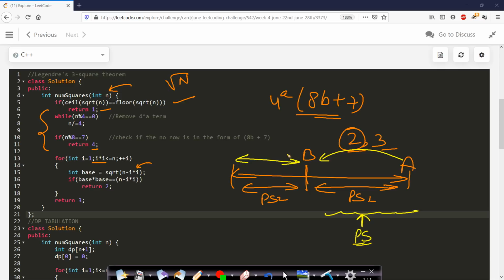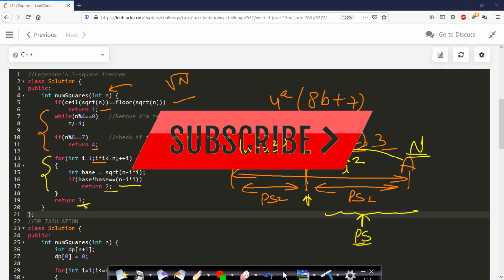If this second part, that is n minus i square, is a perfect square, then this will also be a perfect square. So let us say this was n and this was i square, then this will be nothing but n minus i square. So we are checking if n minus i square is a perfect square. If it is, then we will return 2. Otherwise, after processing this point, if we didn't find any breakpoint which will divide this number n into a sum of 2 perfect squares, then we will simply return 3. This is according to Legendre's 3 square theorem. I hope you were able to understand this.